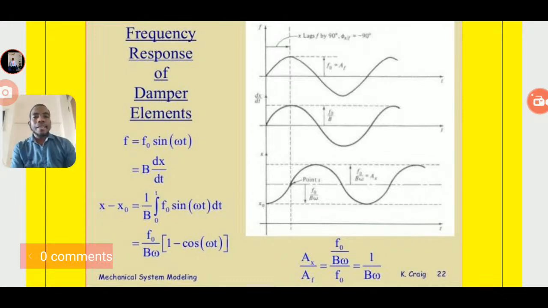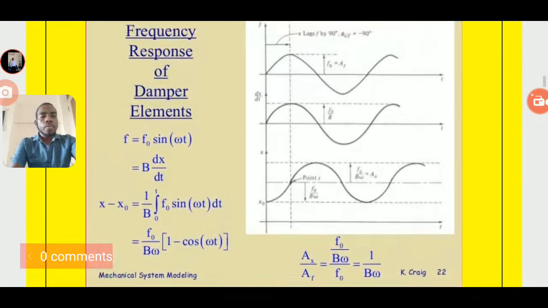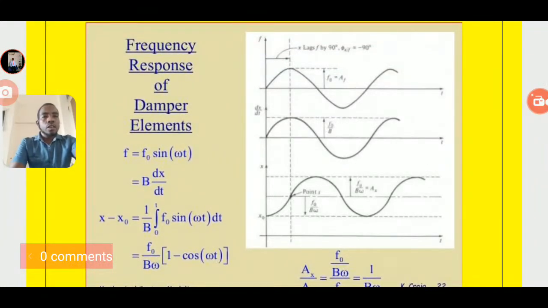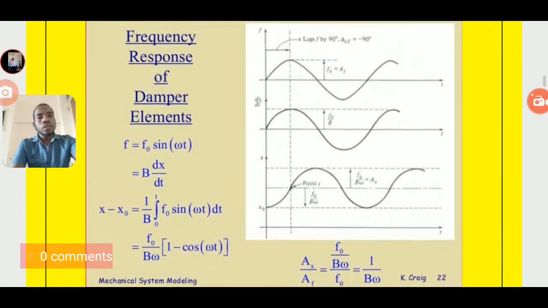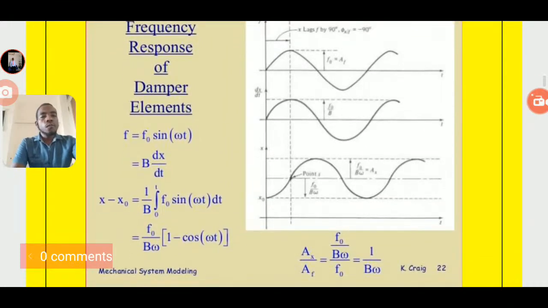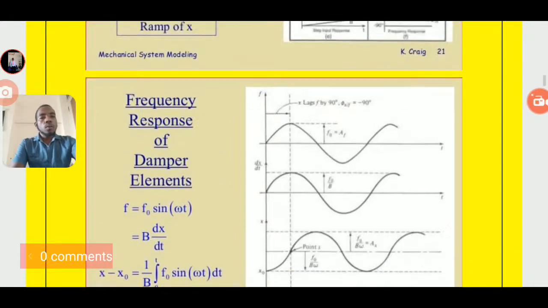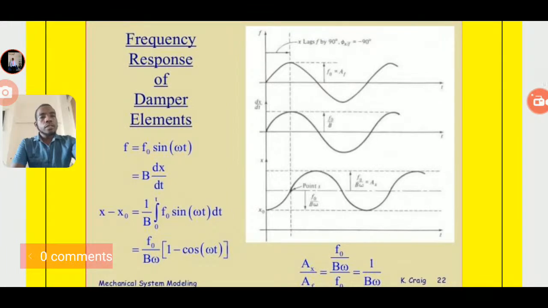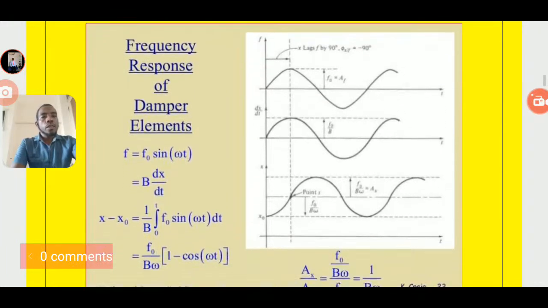That means x minus x naught is equal to 1 by the dashpot times the integration from 0 up to 1 of f naught sine omega t dt. Okay, this is nothing but the frequency response for the damper element. We have seen this for the spring element also. So here this is the frequency response for the damper element.